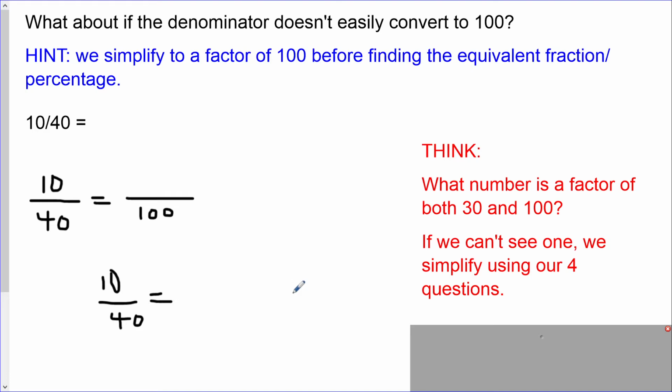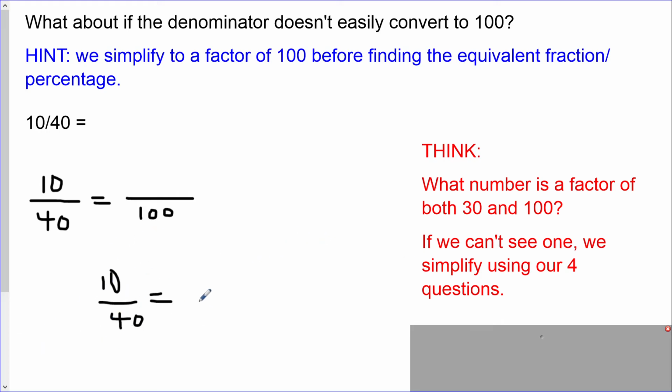If you struggle to remember the 4 questions, I suggest you write them down. The first question is, do they both go into the 10 times table? The second, do they both go into the 5 times table? The third, do both the numerator and denominator go into the 2 times table? And the last one, do the numerator and denominator go into any other times table? So let's have a look here.